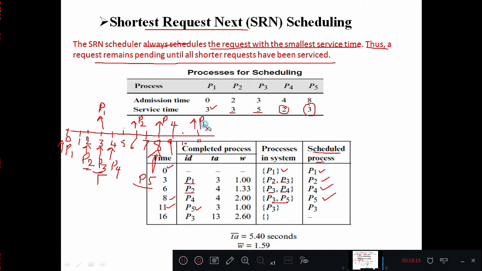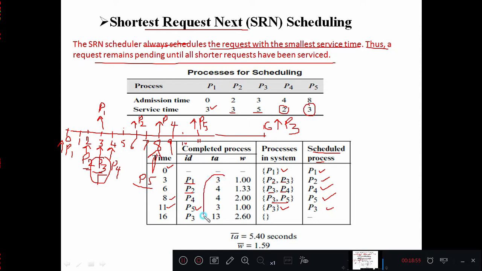Okay. Now after finishing P5, how many processes are available? It is only one, that is P3 in the system. So P3 itself is remaining in the system, and that process is scheduled, and it will be completed after 5 seconds, right? So at 16th second, 11 plus 5, P3 will finish its execution. You just check. Even though P3 has entered at 3 second, it finishes its execution last because of more service time, right?